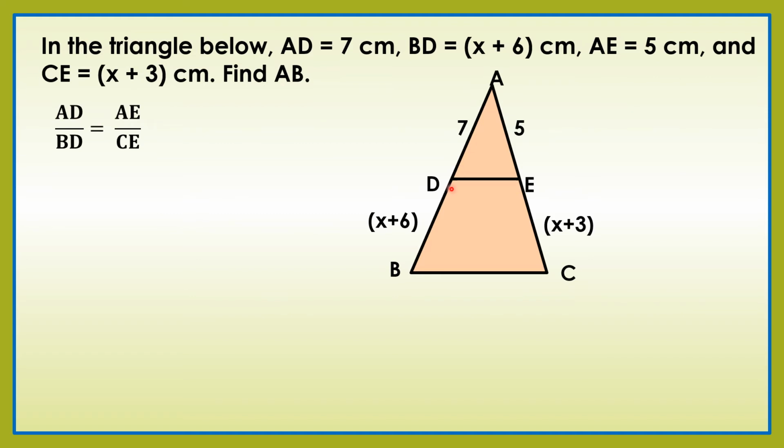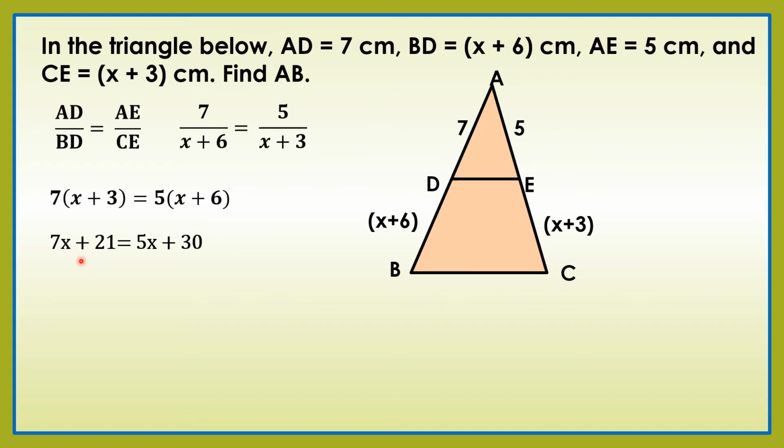Let's take AD and BD. Its corresponding sides are AE and CE. So, we will have AD over BD is equal to AE over CE. And then, just substitution. Our AD is 7, our BD is x plus 6, our AE is 5, our CE is x plus 3. Cross multiplication, so we will have 7 times x plus 3 and 5 times x plus 6. Then distributive property: 7 times x and 7 times 3. And then we have here 5 times x and 5 times 6.